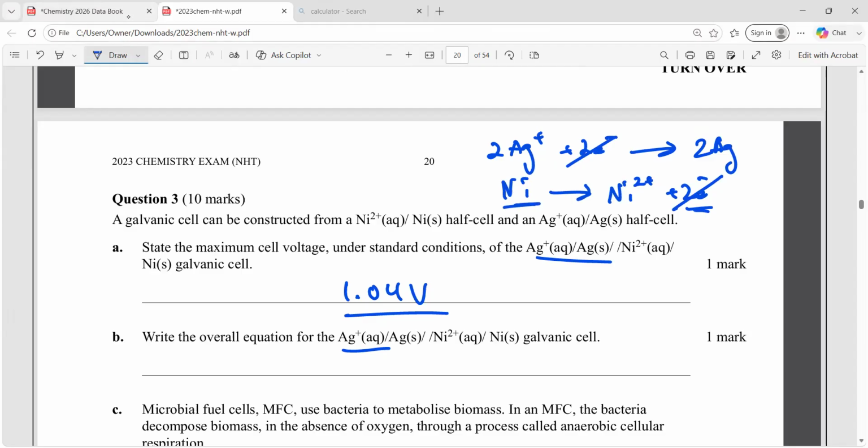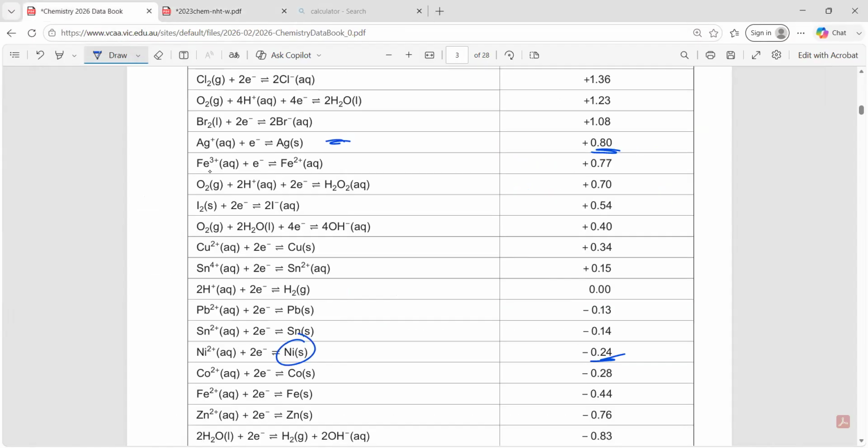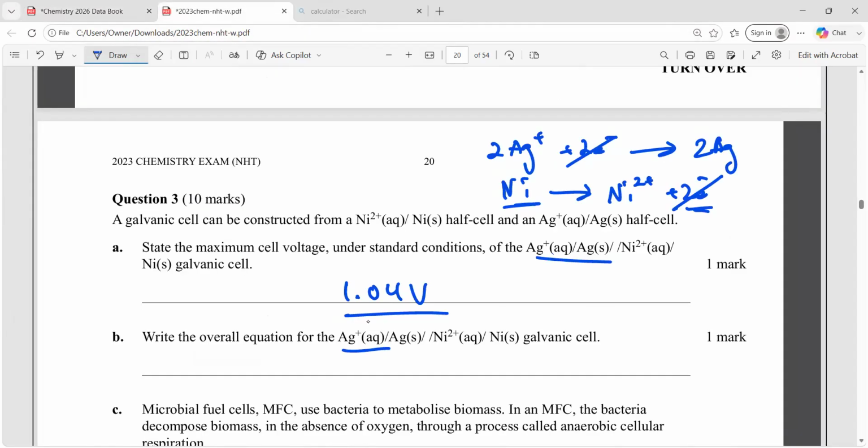So nickel is obviously going through oxidation. Here you can see that this is basically what's going to be happening. So we formed a negative gradient here. So Ag+ is going to be reducing and nickel is going to be oxidizing. And then we just write that out. Again, for 1 mark questions, you don't really need to say too much.